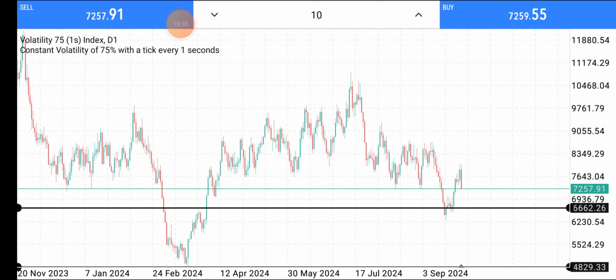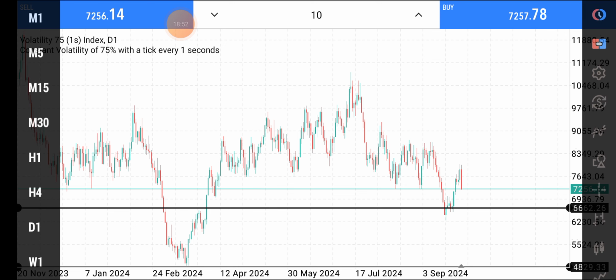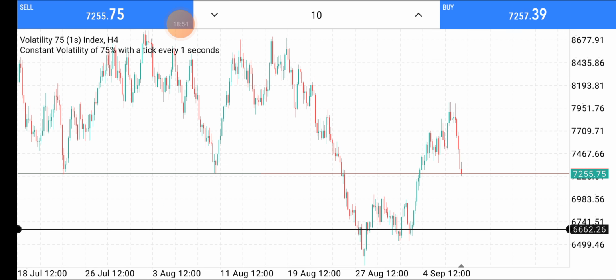The next point we are trying to understand now is what's currently going on in the market. The next thing I will look at is what is going on in the 4 hours time frame. From the 4 hours time frame, you can see the market is currently selling.